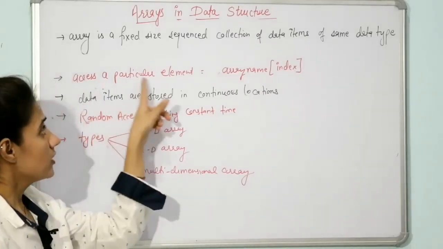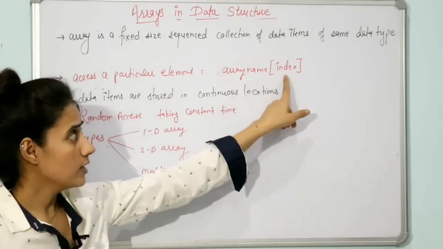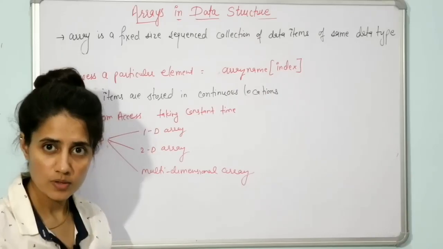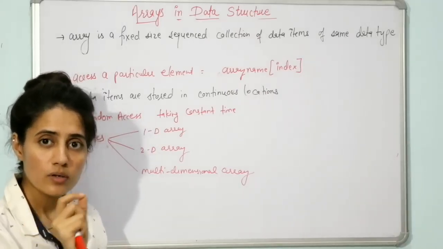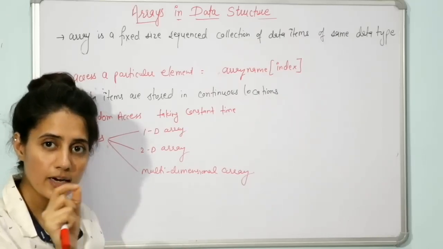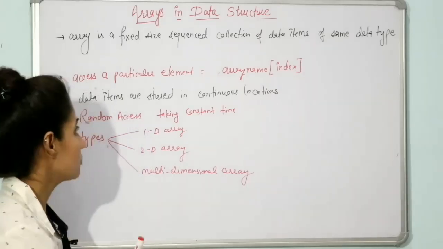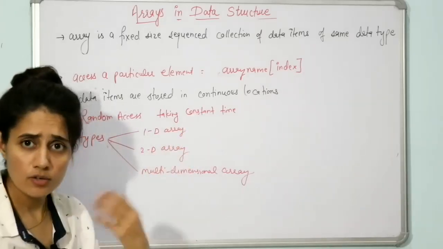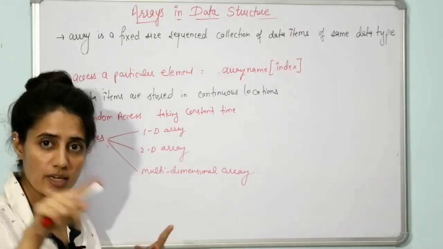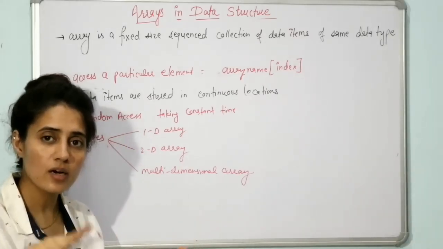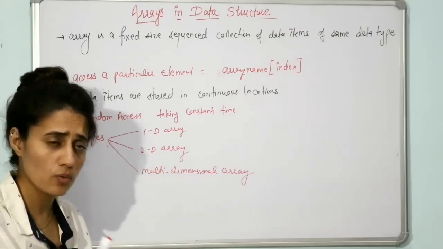Fine. To access a particular element in the array, what will you have to write? Just write the array name, and in the brackets you will write the index value. Suppose you want to access the first element, then you will write array, and in brackets you will write 0, because we start the index from 0. Data items are stored in continuous locations, and random access is there. You can access any element, and that will take constant time. How you are going to access that I have discussed with the help of a formula.